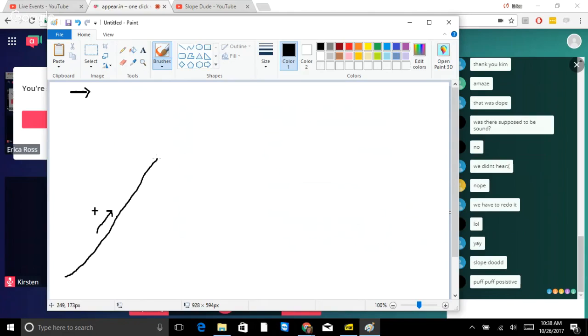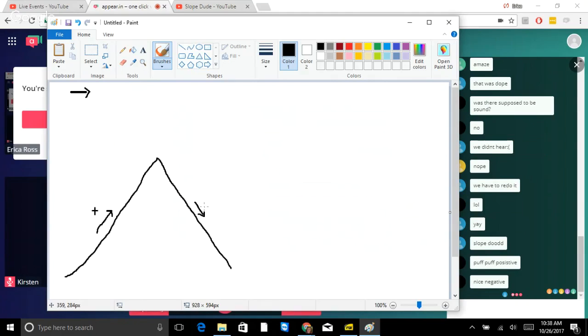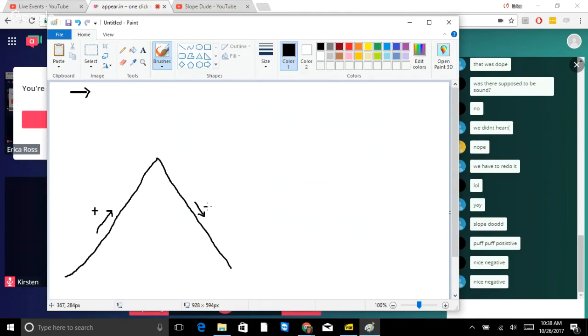Then he gets to the top of the hill here, and he's going to ski down the hill. Now this is where it gets exciting. He's going down the hill and he's saying, nice, nice, negative. Yes. All right. Because it's nice to ski down the hill because you don't have to work hard, right? Nice, nice, negative.